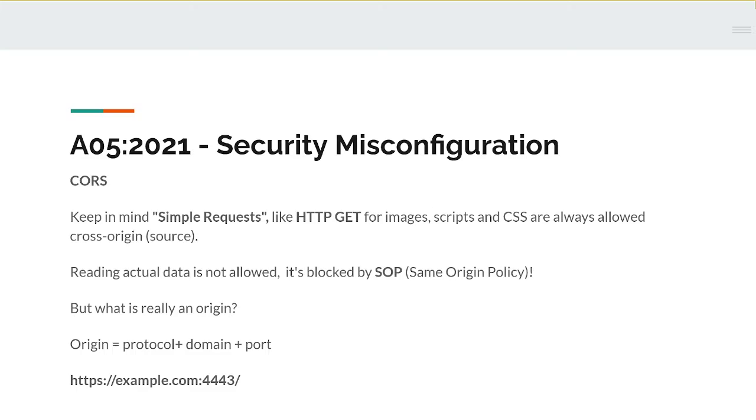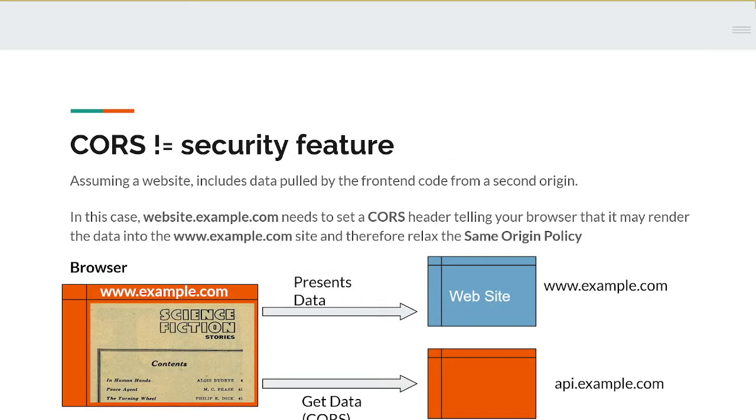When we are actually talking about origin, we need to be careful what an origin is, right? An origin consists of a protocol, domain, plus a port. If you miss something of those, and most people do forget the port, that's not really how to secure your origin. Can we move to the next one, please? Thank you.